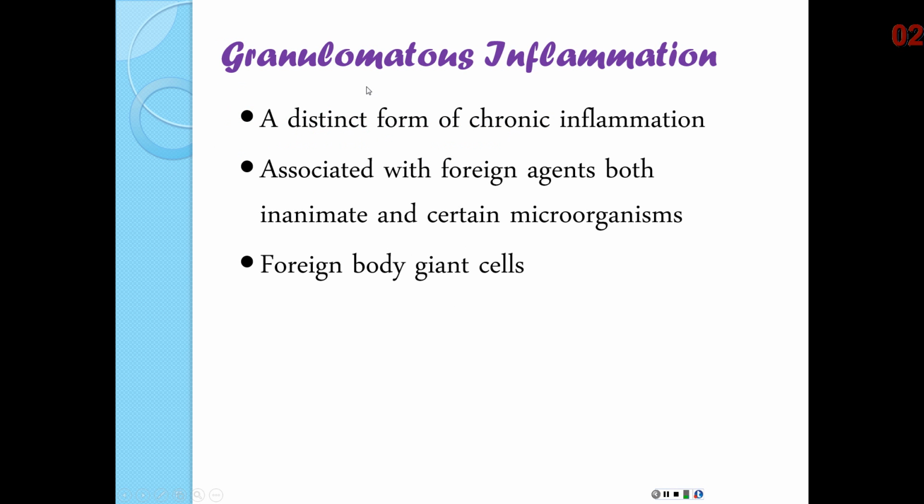So granulomatous inflammation is a very specific type of chronic inflammation. It forms what we call a granuloma, which is a small massing of macrophages surrounded by lymphocytes. It's caused most commonly by inanimate things such as splinters, asbestos, silica, or it's common in fungal infections and things like the mycobacterium, particularly with TB, which is a mycobacteria. So that's where you'll see it. It forms what are called the foreign body giant cells.